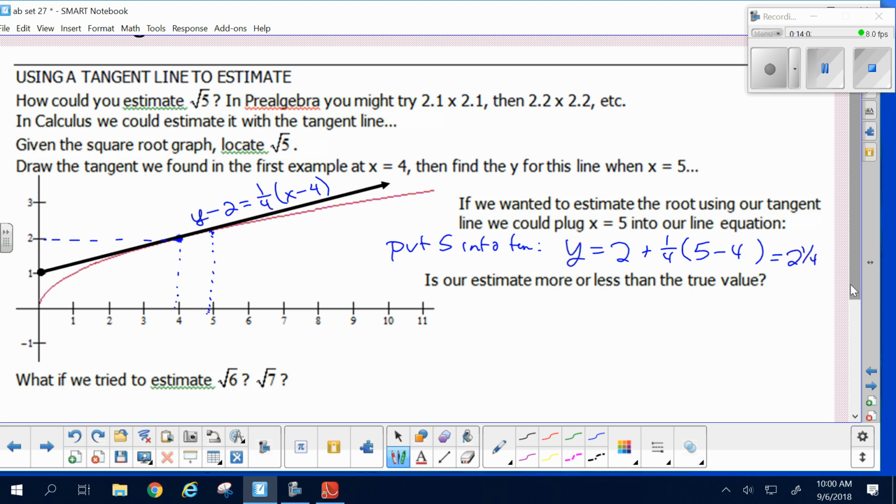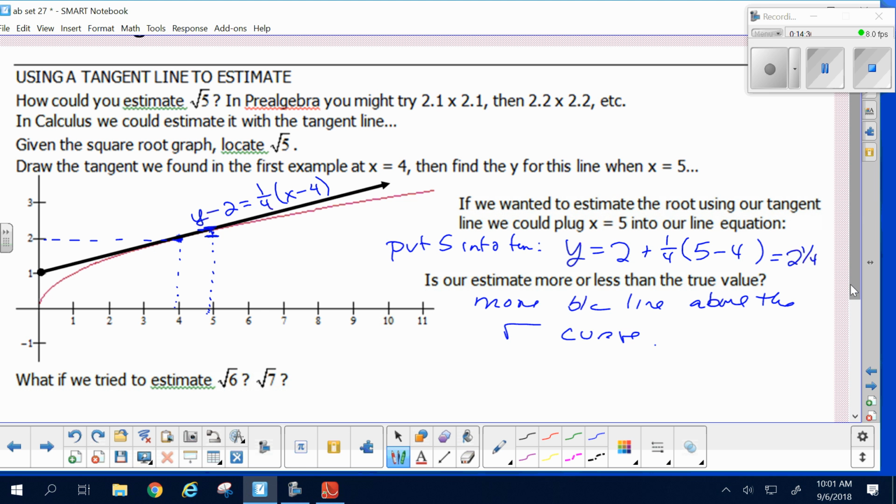Yeah, look at the y value of the line versus the y value of the curve. The y value of the line is a little above the y value of the curve, and so our line's y value is going to be a little more than it truly is on the curve. So it's going to be a little more because the line is above the square root curve. If the line was below the square root curve, then it would be an underestimate.